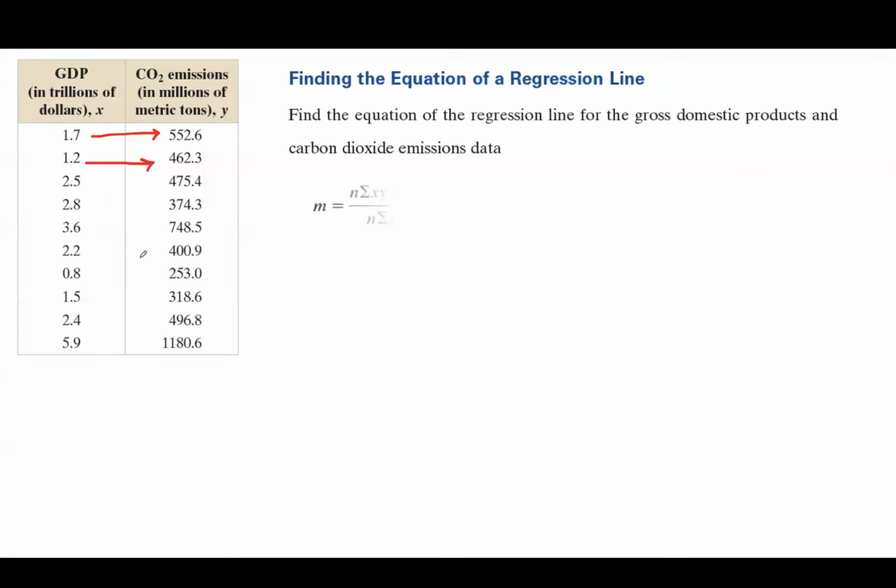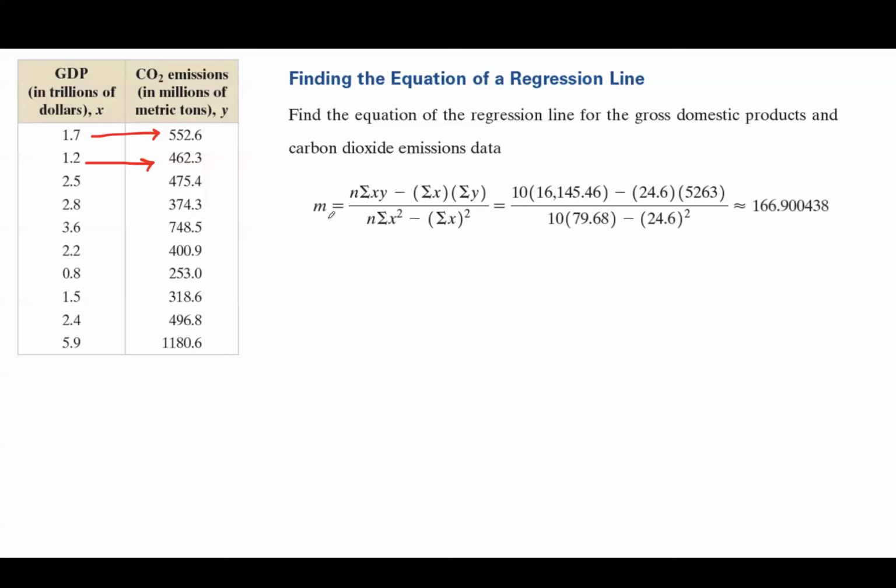We visualized this before. Now our goal is to calculate m, the slope of the line, and then find the y-intercept. We just introduced the formula for the slope of the line, and these are the calculations that we did before. It seems like the slope is 166.9, which is a positive slope. Now we're going to use this piece of information to find the y-intercept.